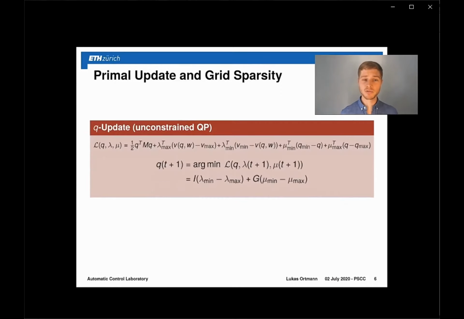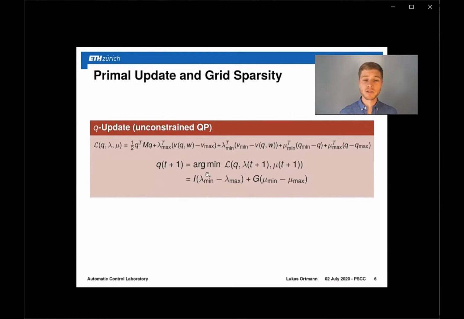And then the last update that we need to do is the update of Q, so actually our reactive power set point. Because we dualized all the inequality constraints, we now have an unconstrained quadratic program. The solution to that is quite easy. You can see the details in our paper. What we're doing is solving the argmin here.